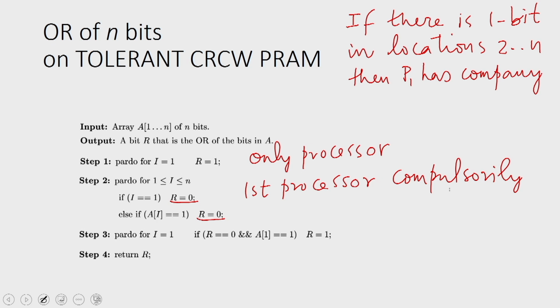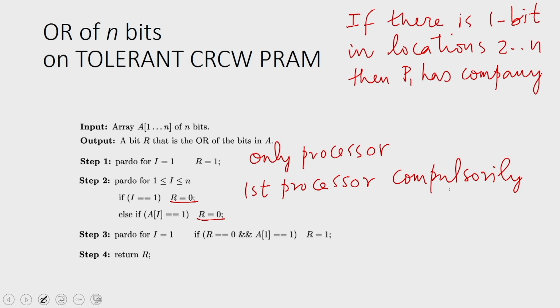In step 1 only processor 1 operates, so it is a one step operation. In the second step all the processors are participating, but every processor has only one write to do apart from one condition check. Therefore, the second step also can be executed in order one time, and the third step has only the first processor operating, and all that is done is a condition check and an assignment. Therefore, the third step also runs in order one time.